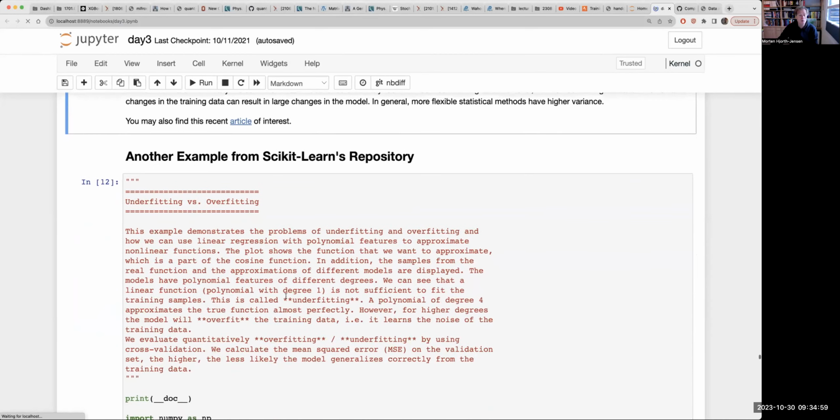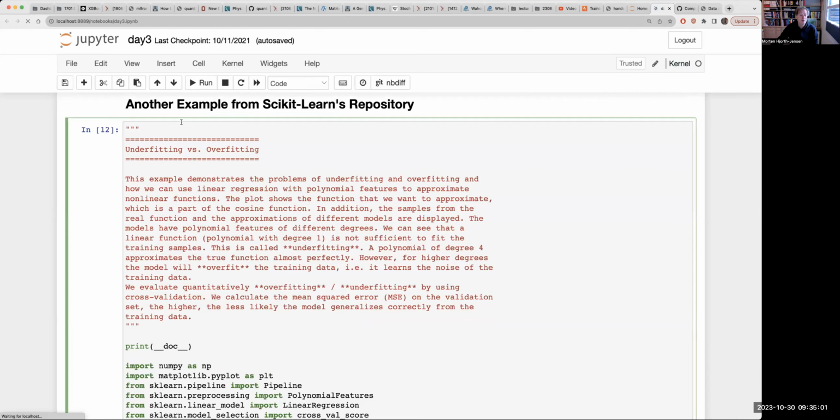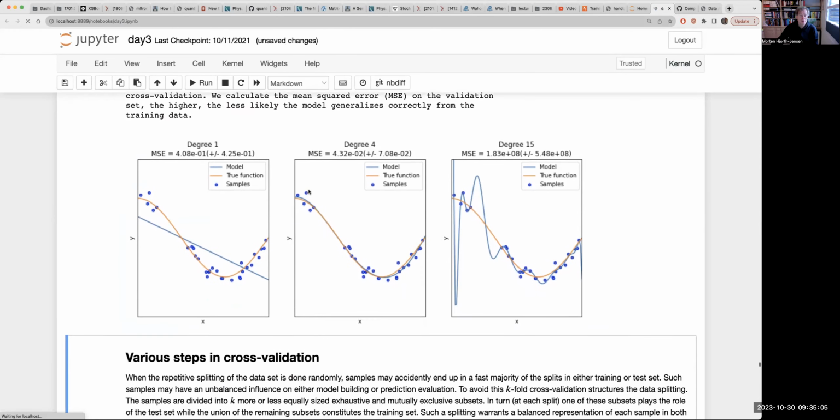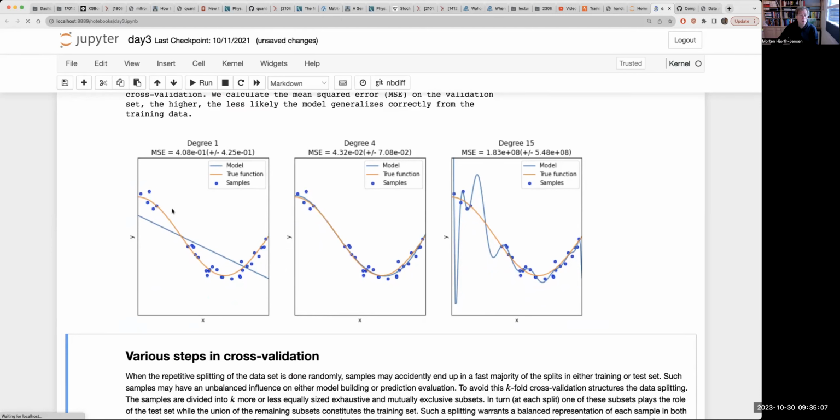There's another example which I took from scikit-learn, which also illustrates this. We have the true function, which is the orange line, and then we have some samples. In the case of a degree 1 polynomial, you see that we have a mean squared error which is approximately 10 to the minus 1.